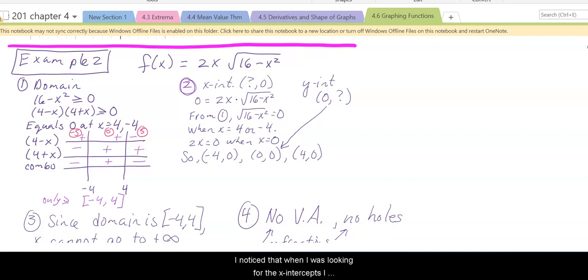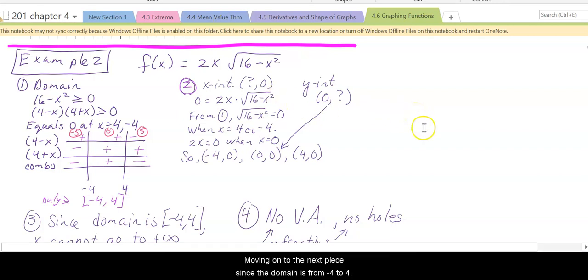Notice that when I was looking for the x-intercepts, I set it equal to 0 and solved. It is 0 when 2x is 0, which is when x is 0, or when what's underneath the radical is equal to 0, which occurs when x is 4 or -4. That gives us 3 x-intercepts, the origin (0, 0), which is also the y-intercept, (-4, 0), and (4, 0).